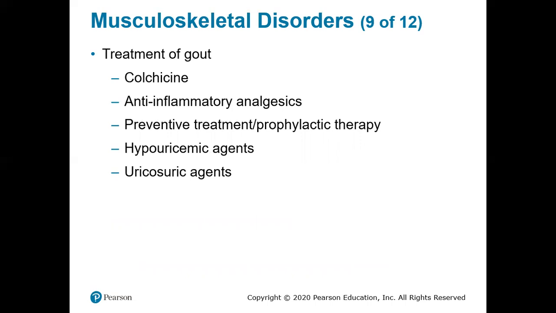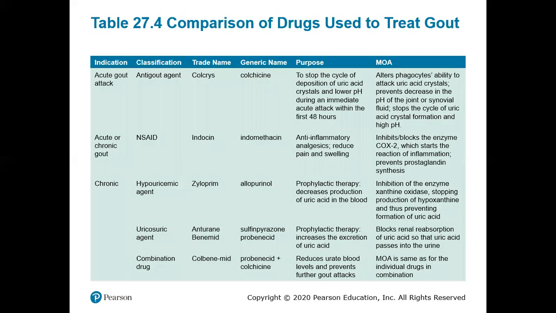Treatments of gout, also on page 426, or it begins on 426, very quickly moves to 427. So again, the treatments of gout would include colchicine, anti-inflammatory analgesics, preventative treatment or prophylactic therapy, hypouricemic agents, and uricosuric agents, sorry. Table 27.4 shows a comparison of drugs used to treat gout. It can be found on page 427 in your textbook.